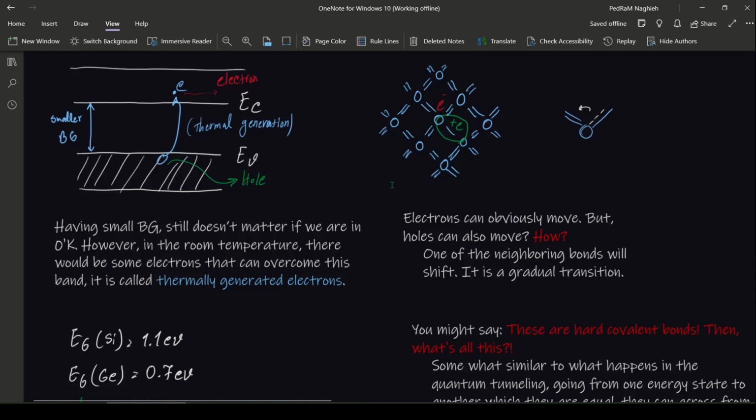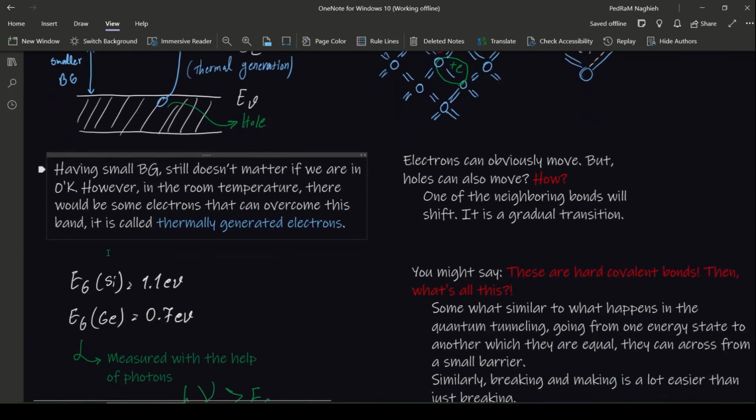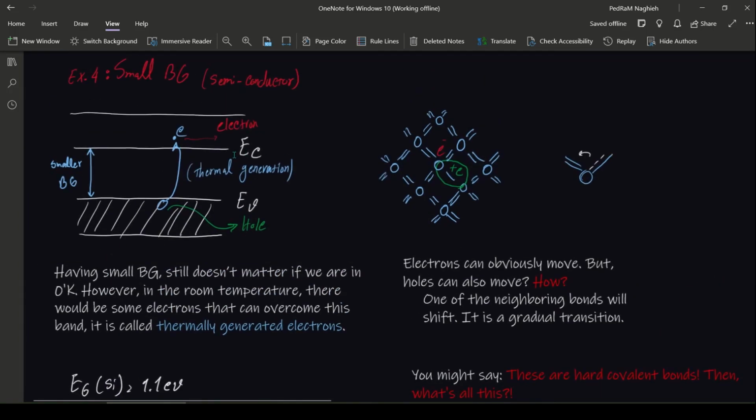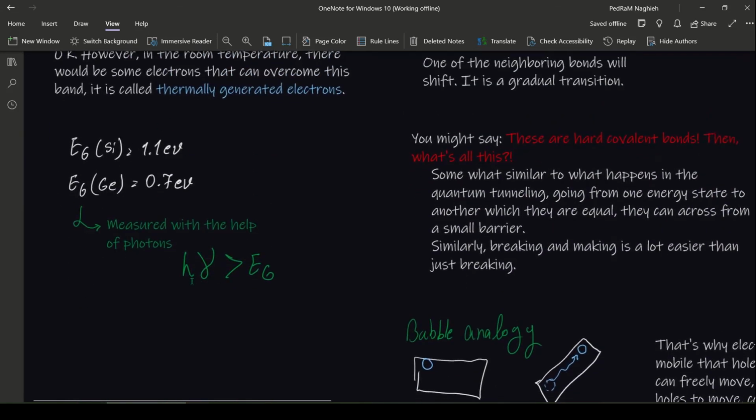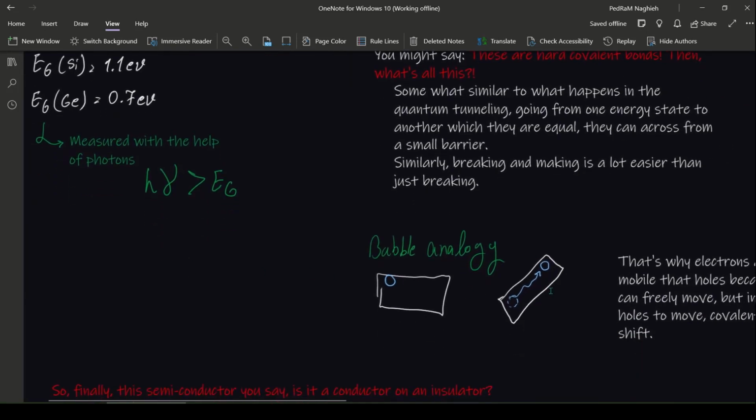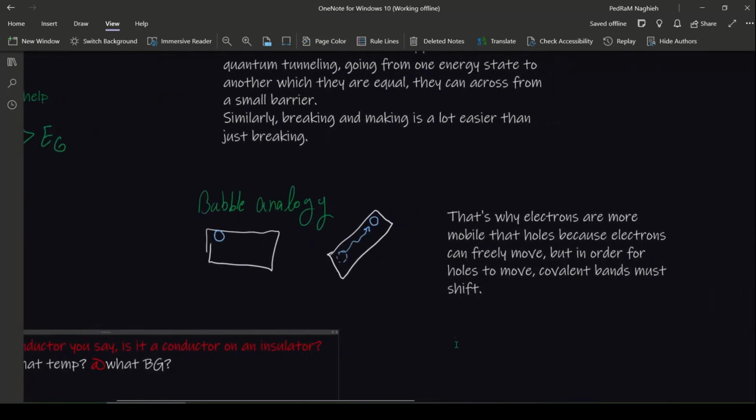They are shifting, right? Aside from these, if we are not at 0 degrees Kelvin, we have thermally generated electrons, which are electrons generated because of the room temperature. And this gap can be calculated for different materials. It is different. This is called device engineering, and EG can be calculated like that. So the bubble analogy can be shown like this. The bubble can be the holes, and the drop of water can be the electron. I haven't shown it here, and they can move like that.